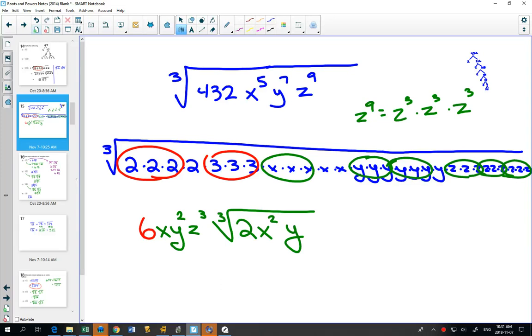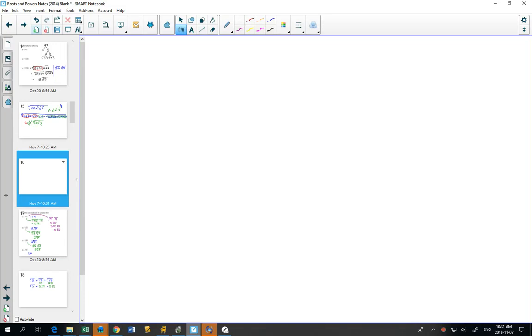Do you want to try one on your own? With variables. Here we go. Square root or cube root? Just a square root? Let's just do a square root. Okay? How about 405 inside? How about a to the 5, b to the 4, c cubed?